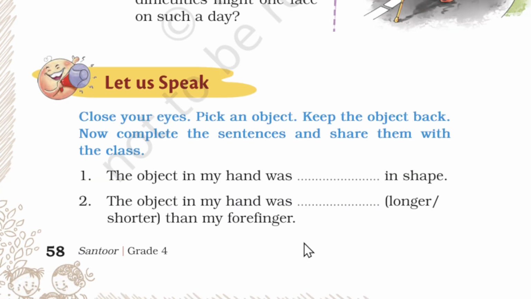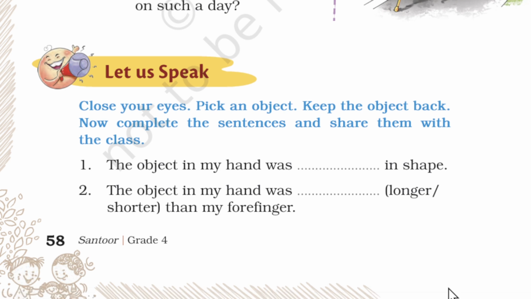Next, close your eyes, pick up an object. This is like an activity, let us speak. Close your eyes, pick up an object, keep the object back. Now complete the sentence and share with your classmates. My object in my hand was dash in shape. You can take any object, students. If you take a ball, then you can tell them the object in my hand was round in shape. The object in my hand was dash, longer or shorter than my forehead.